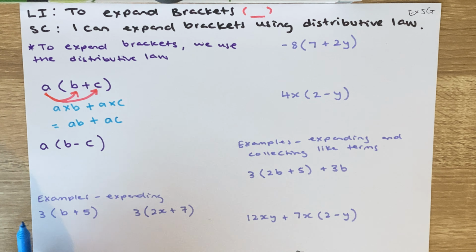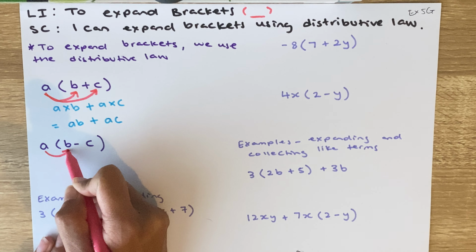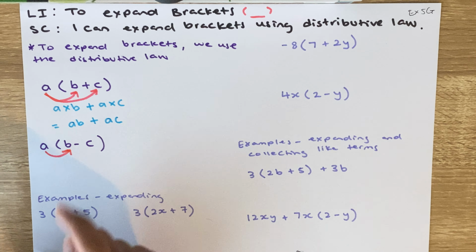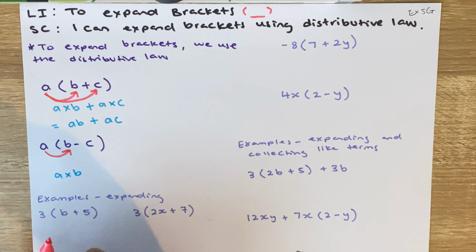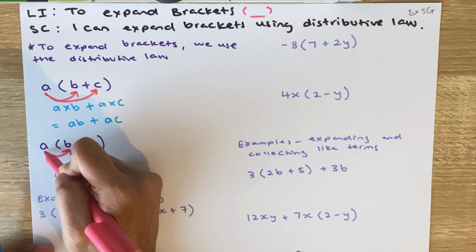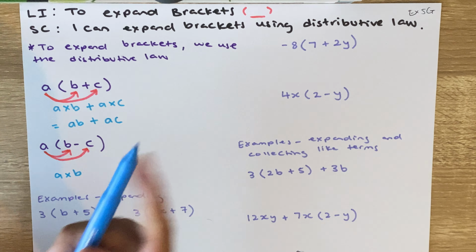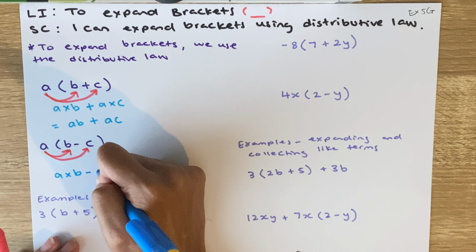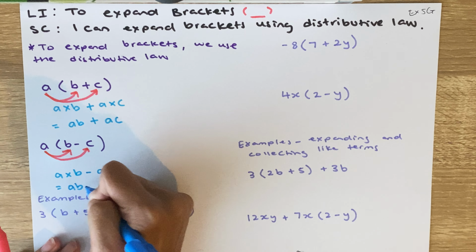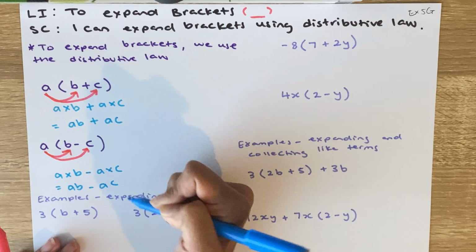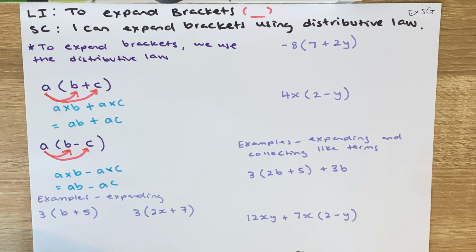So I'll go through another one, this time with a minus sign. So we're going to do outside times by first inside. So A times B, and then we're going to do outside times second inside. Okay, A times negative C. So we're going to take away A times C. So this one is going to be AB take away AC. Now with letters, it can look a little bit confusing, so we're going to go through some examples.